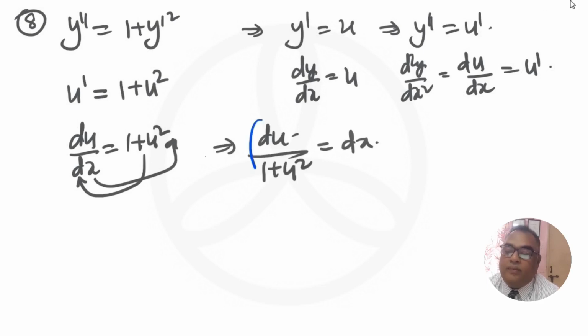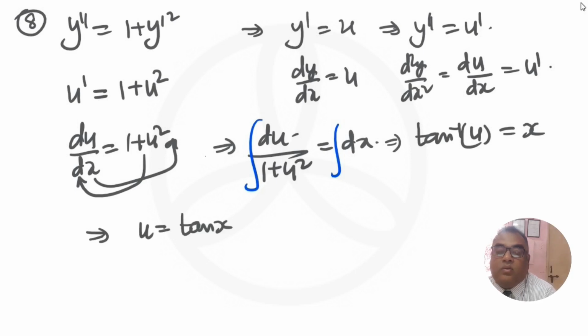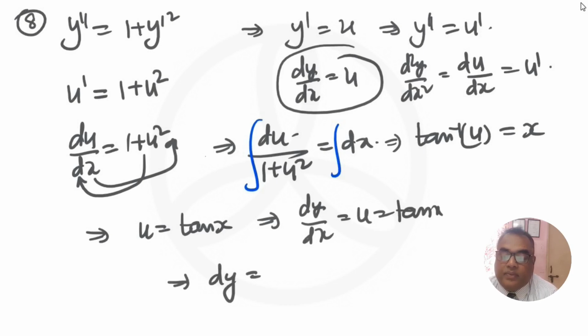We will have here tan inverse of u is equal to x. I will put constants afterwards in this. Okay, and this will give us nothing but u is equal to tan x. So in place of u, you can use this one, dy/dx is equal to u is equal to tan x, or dy is equal to tan x dx. Again, application of integration on both sides.